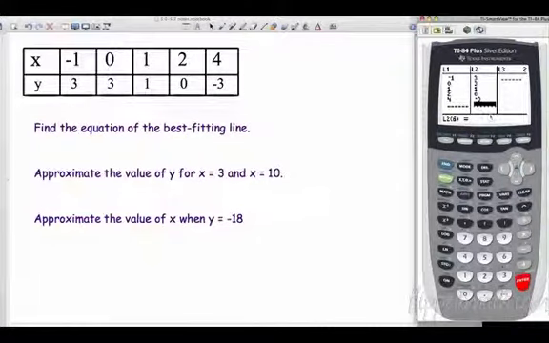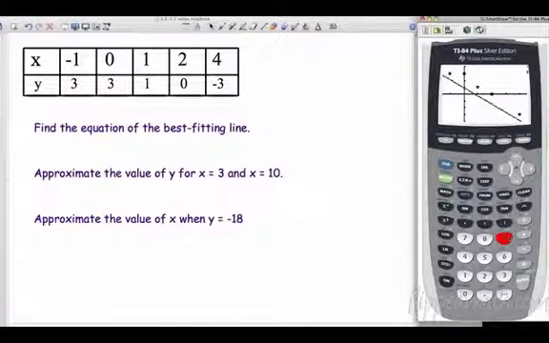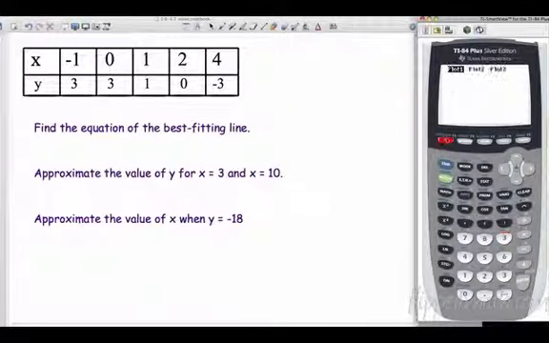So let's go to Zoom Stat. Let's see what we got here. Remember, Stat was number 9. Now check this out. We have a line here. That line is from our last problem, so we probably want to get rid of that, so I'm going to press Clear on that. Okay, so here are our points.